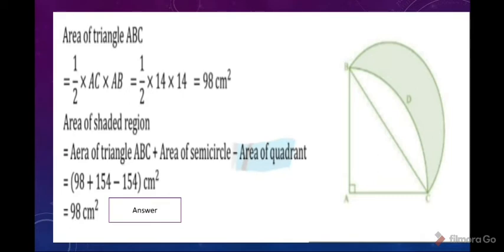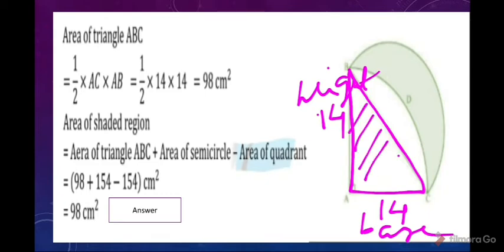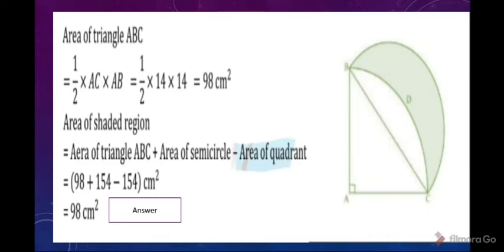Now you will find the area of this triangle. As you can see here, this side is 14, this side is 14, so base is equal to 14, height is also equal to 14. So the area of this triangle will be half into base into height, which is equal to 98 centimeter square. Now the area of the shaded portion will be, now look at here.